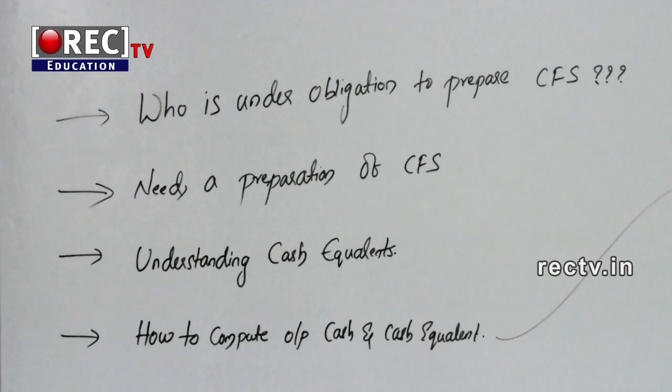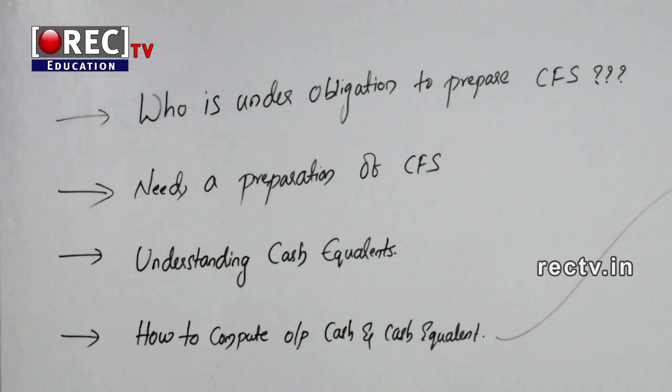When you invest, how can you say it is a cash equivalent? First, it should be an investment. Generally it is held for a short-term purpose, less than 6 months, and it should be easily marketable. Easily marketable means whenever you want to sell this investment, it can be sold easily in the market.